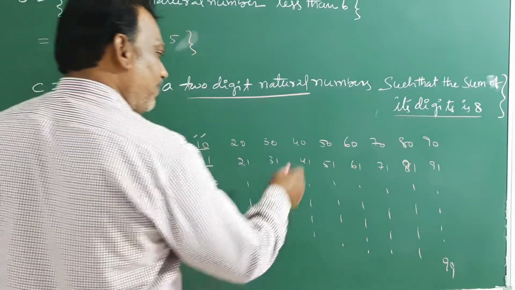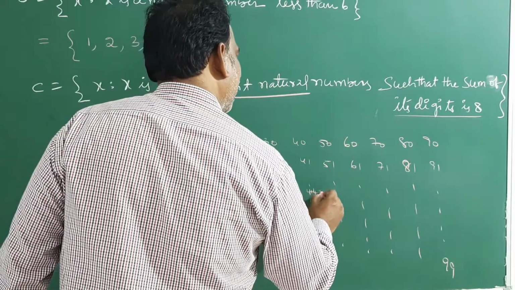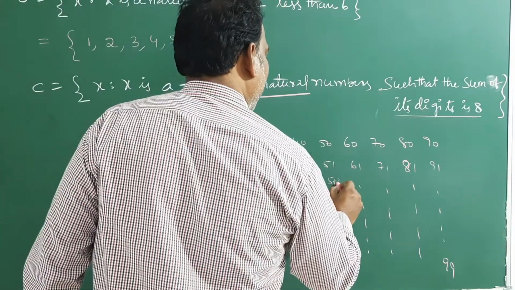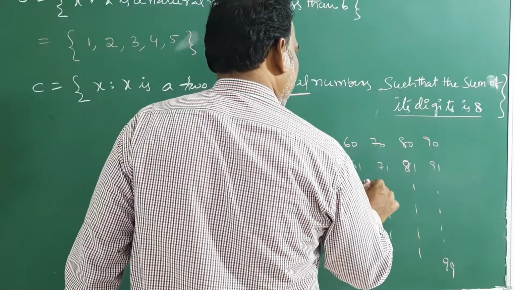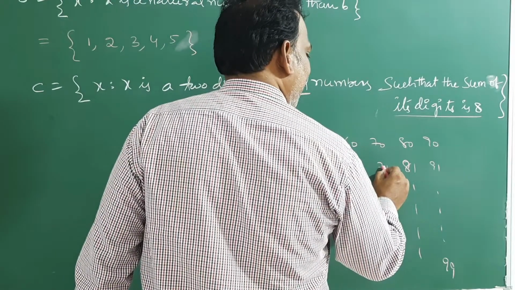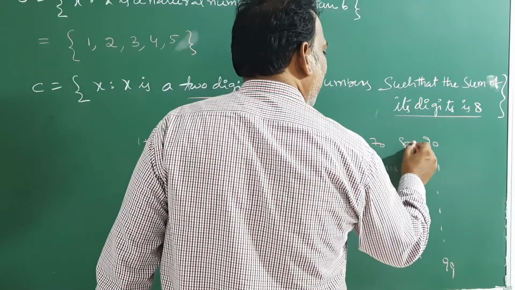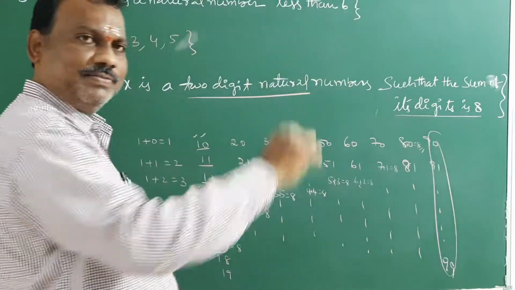Like you can see the 40 series, 44. 4 plus 4 is 8, students. Like 53, 5 plus 3 is 8, students. Next 62, 6 plus 2 is 8, students. Like 71, 7 plus 1 is 8, students. Like 80, 8 plus 0 is 8, students. Here, not possible any 8.